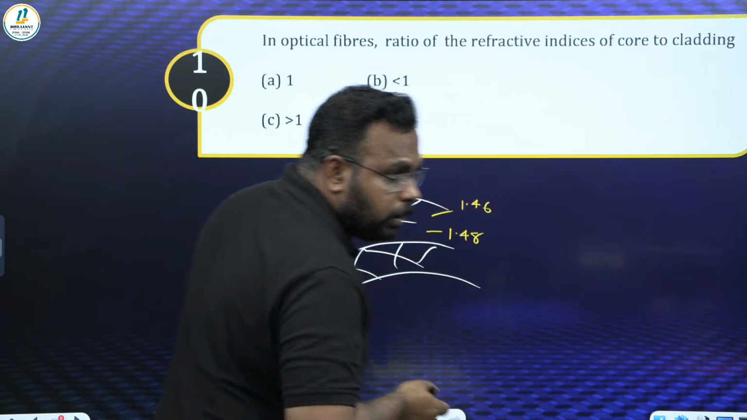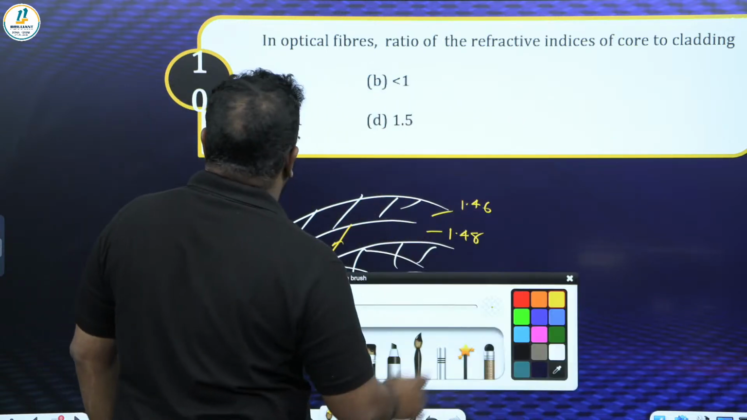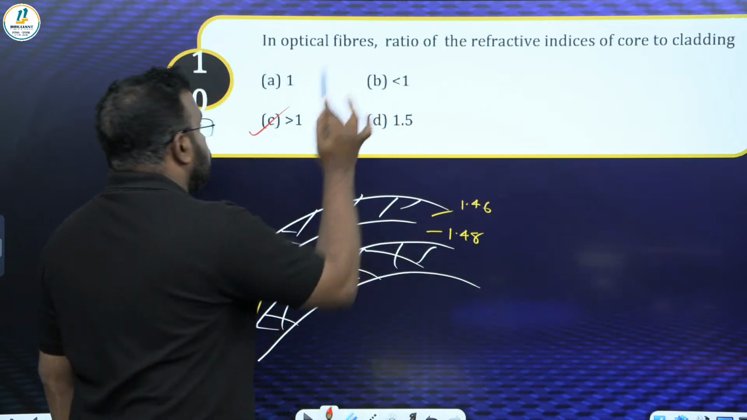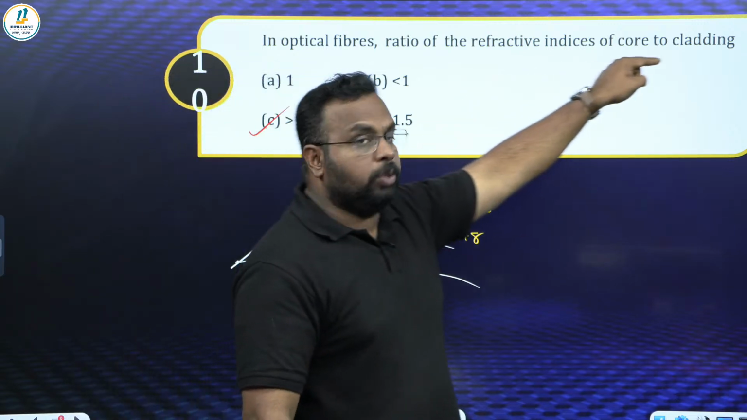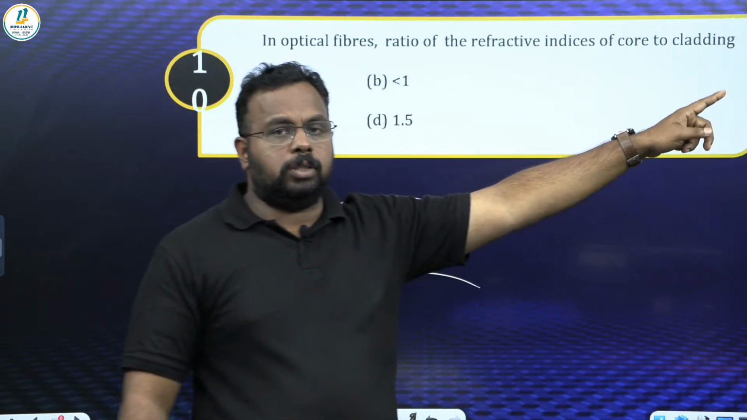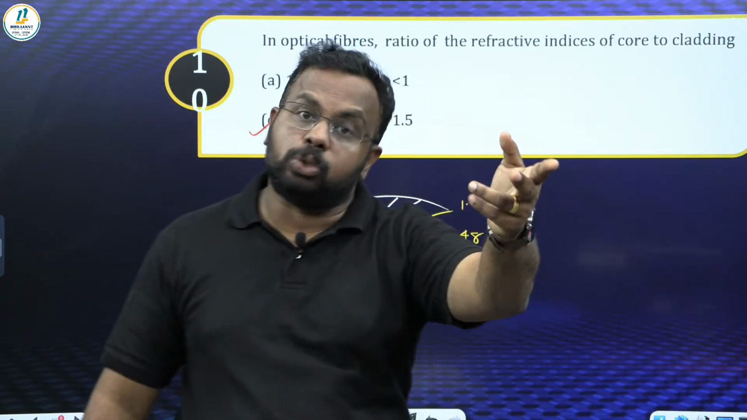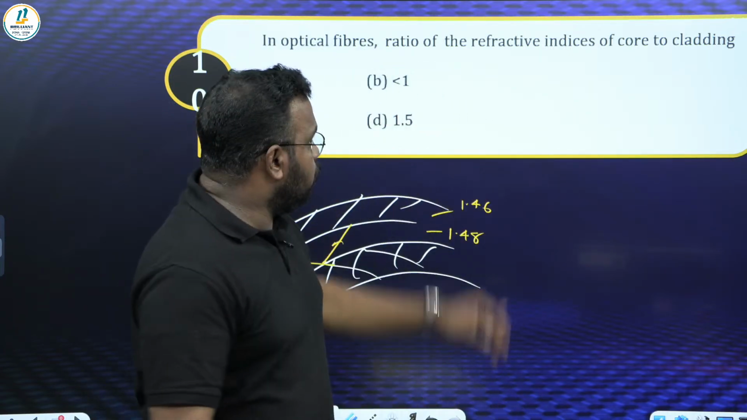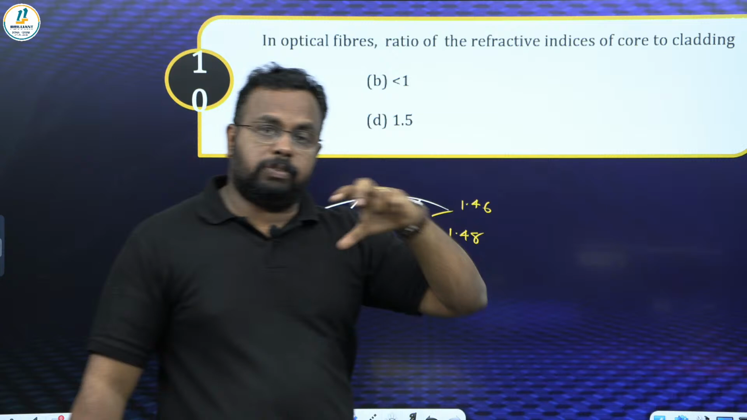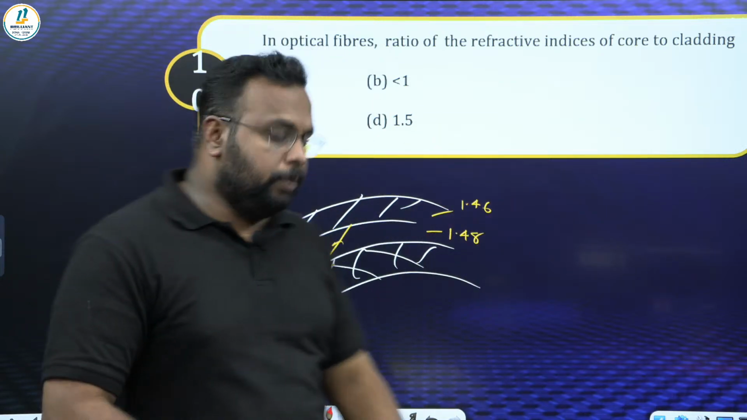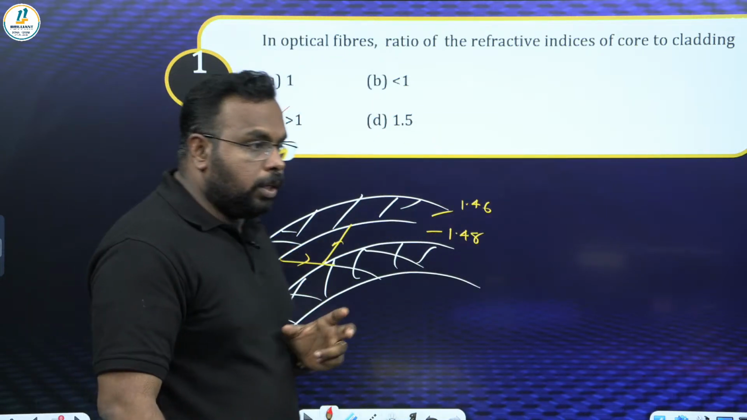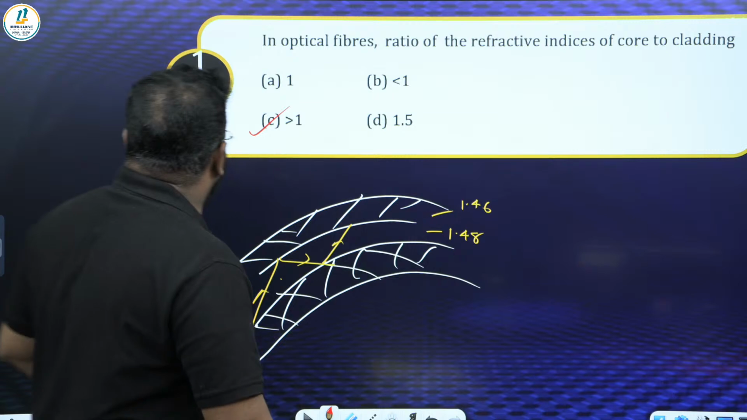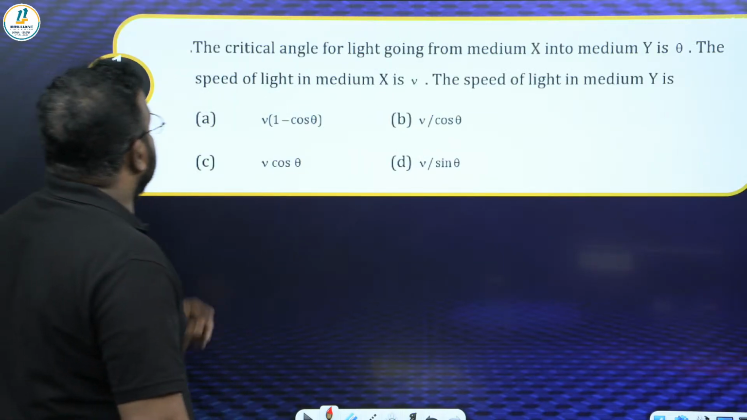Very good, Atul, Satvik. The correct answer is option C. The ratio of refractive indices of core to the cladding. Please don't memorize these values, because in the question they may change, like cladding to core. So read the question carefully before answering. Core to the cladding means it is greater than 1. If they are asking cladding to the core, it will be less than 1. Understood? So we are going to the next question now, question number 11.